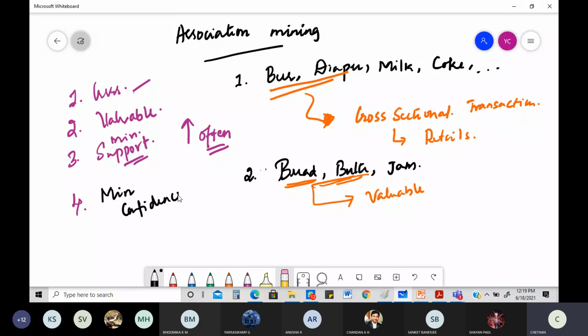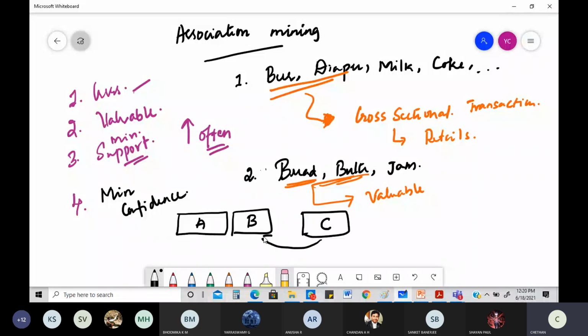Okay, what is the meaning of confidence levels? Now, with regard to confidence level, it is very simple. If there is an item A and an item B, what is the probability that an item C will be going along with A and B? Just like I was talking about, okay.